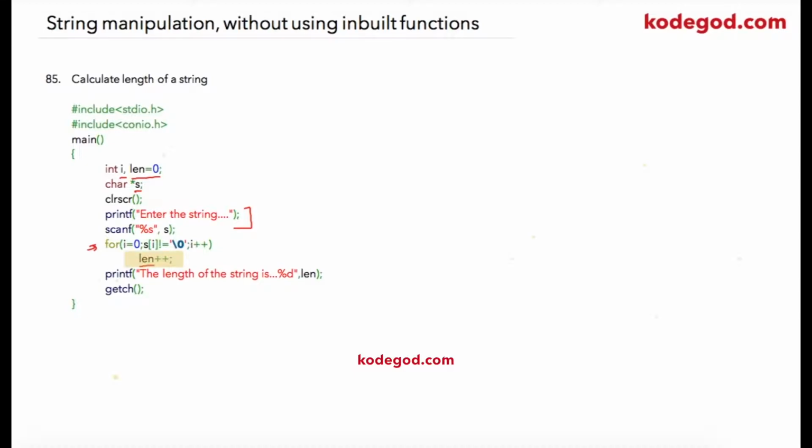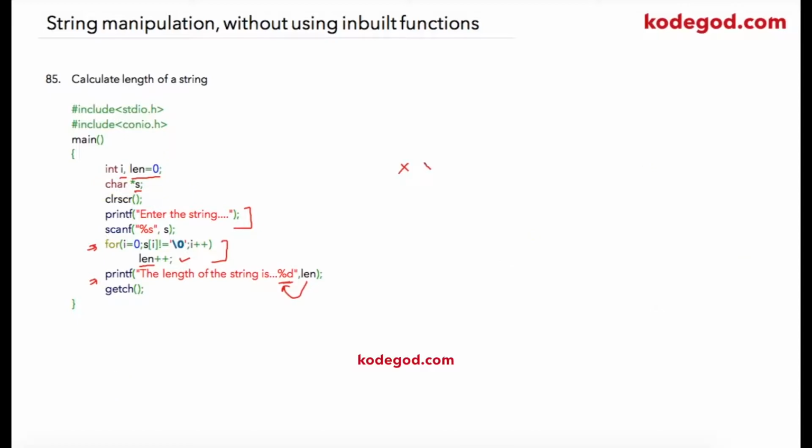So unless and until I reach the null character, this for loop will keep on executing and length will be incremented one by one. Once the controller reaches the null character, this for loop will be completed, and the controller will come out of this for loop, and after that we'll just print the length of the given string is %d, and %d will be replaced by the current value of length.